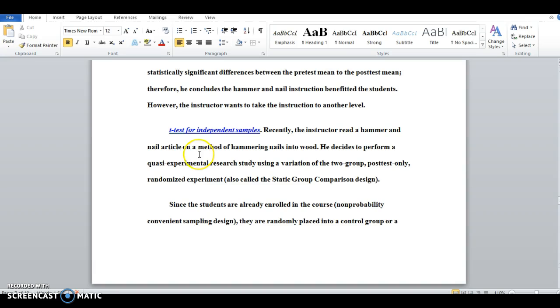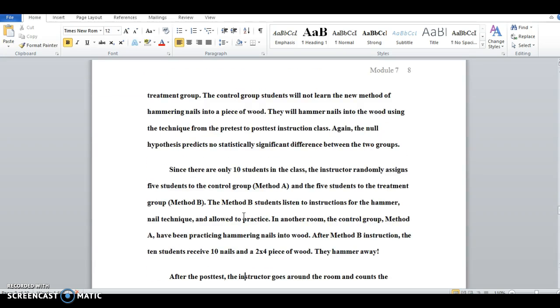Alright, now we're looking at the t-test for independent samples, and we'll just go ahead and read this. Recently, the instructor read a hammer and nail article on the method of hammering nails into wood. He decided to perform a quasi-experimental research study using a variation of the two-group post-test only randomized experiment. Since students were already enrolled in the course, they are randomly placed into a control group or the treatment group.